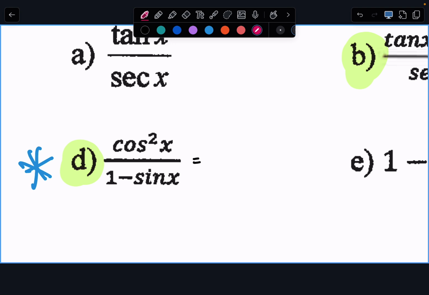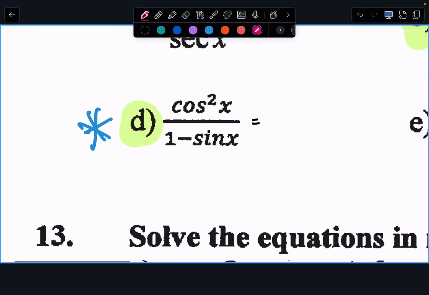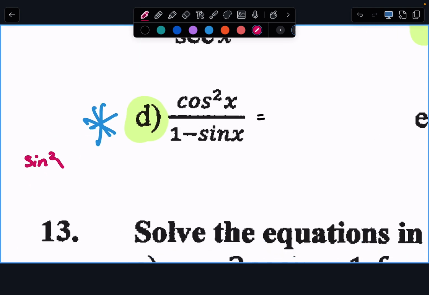This one, 1 minus sine x, is that Pythagorean? Be very careful with your answer to this question. Is that Pythagorean? It is not squared, right? That is not Pythagorean. Everybody see that? Okay? But the top, you have sine squared plus cosine squared equals 1. If I want to solve for cosine squared, what would I do to both sides?